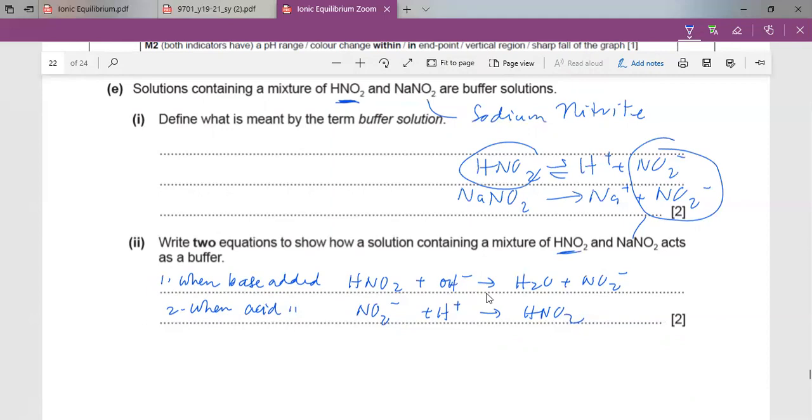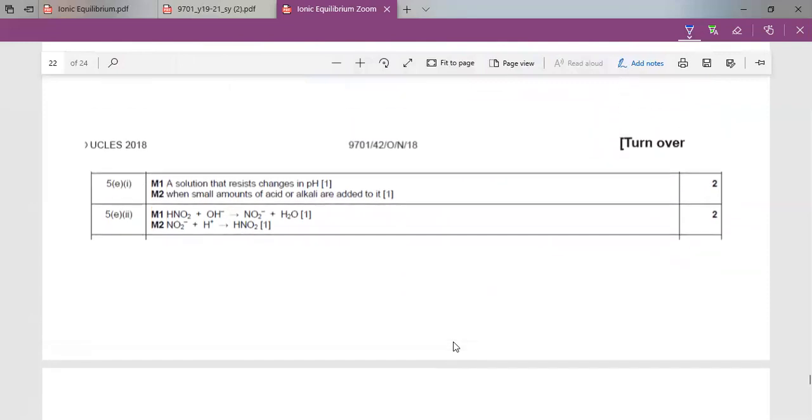So you don't put the Na there, that is not needed. This is the main one. The acid donates the H plus to the water, and the nitrite is your base, which accepts H plus. Okay, good. We have finished buffers.